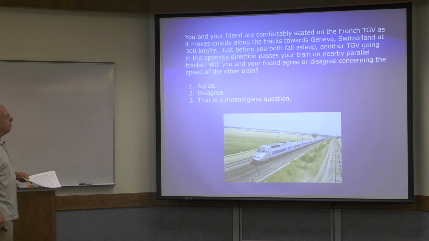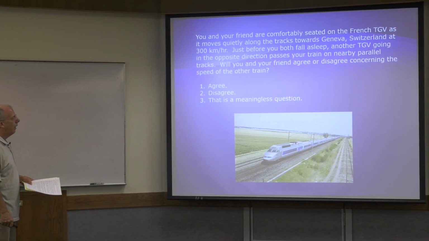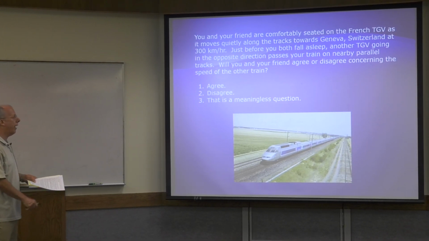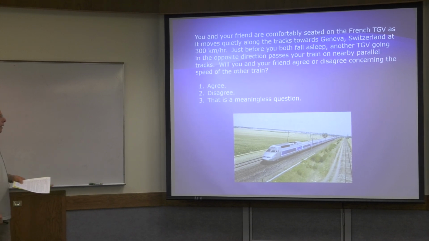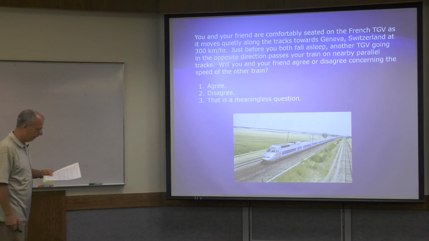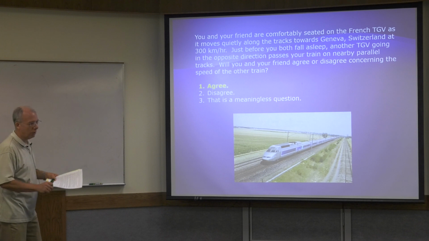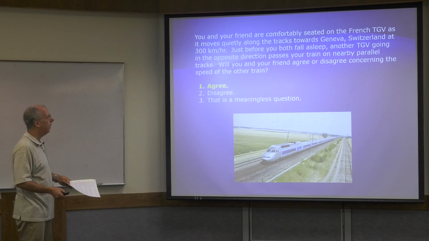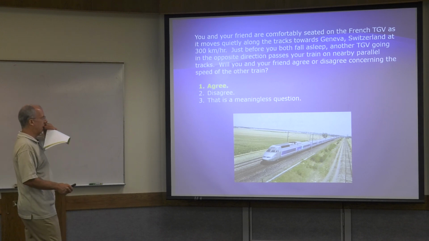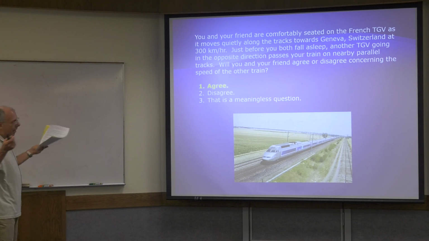Okay. You and your friend are comfortably seated on the French TGV, that's that super fast train, as it moves quietly along the tracks towards Geneva, Switzerland at 300 kilometers per hour. Just before you both fall asleep, another TGV going in the opposite direction passes your train on nearby parallel tracks. Will you and your friend agree or disagree concerning the speed of the other train? Pause your video and figure it out. Okay, the answer is you will agree. Why? Because you are both in the same reference frame, sitting down on the first train.